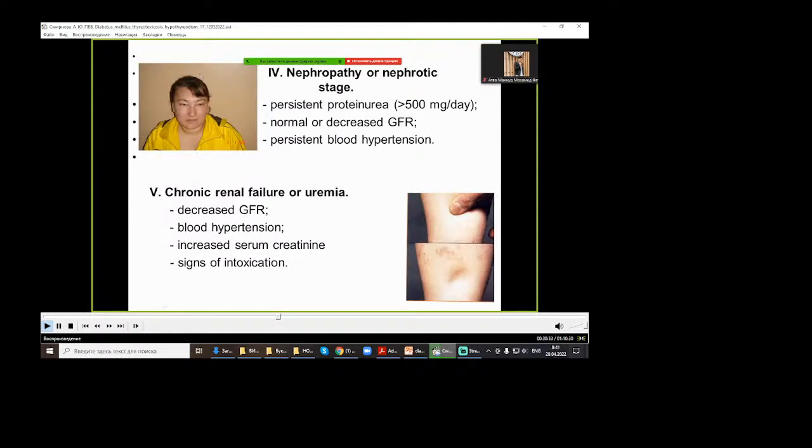The fourth stage, nephropathy or nephrotic stage. This stage is characterized by persistent proteinuria, more than 500 milligram per day, normal or decreased glomerular filtration rate, and persistent high blood pressure. And the last stage is the stage of chronic renal failure and uremia. This stage is characterized by extremely decreased glomerular filtration rate, high blood pressure, increased serum creatinine, and signs of uremia and endogenic intoxication.